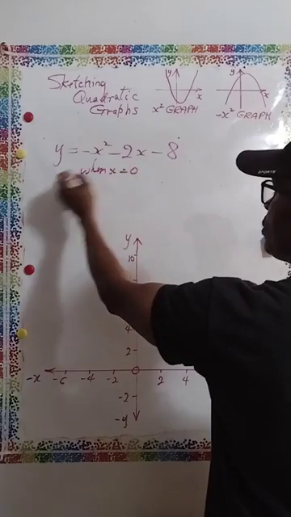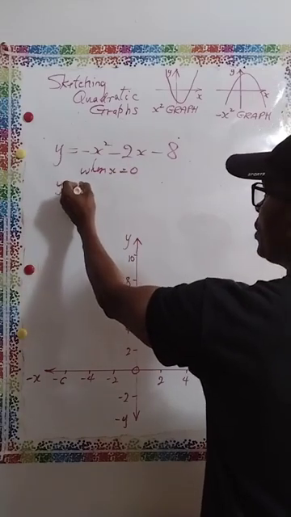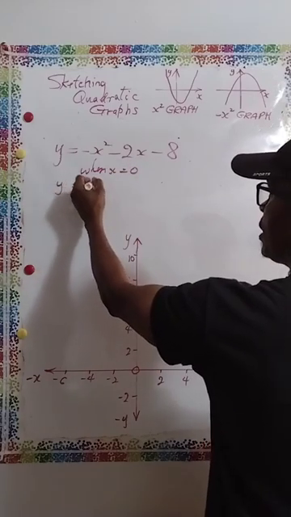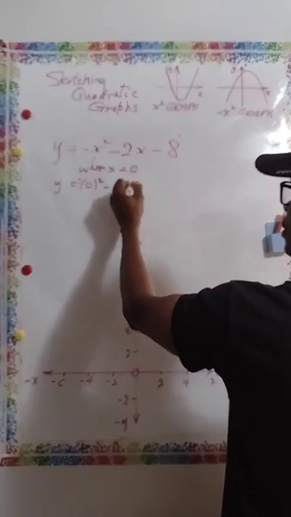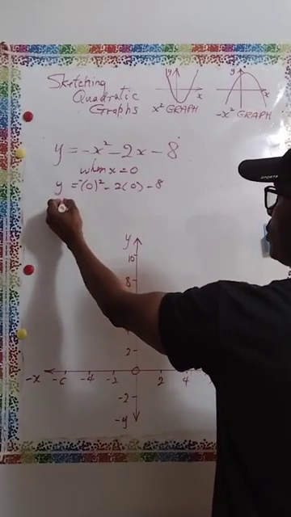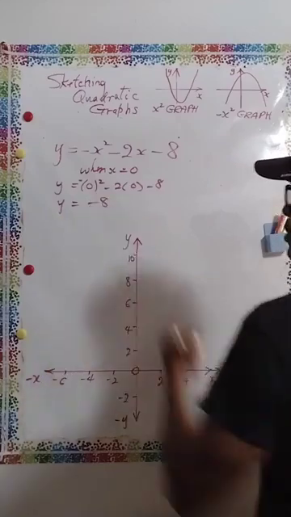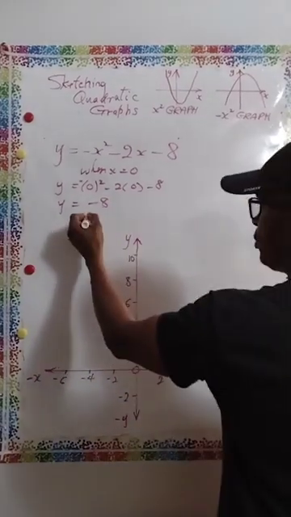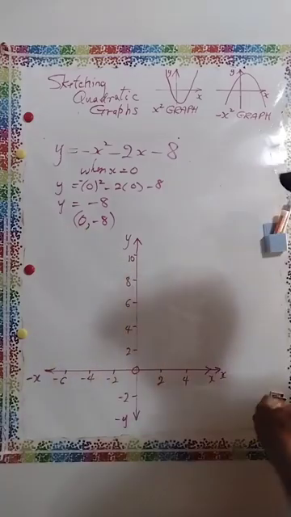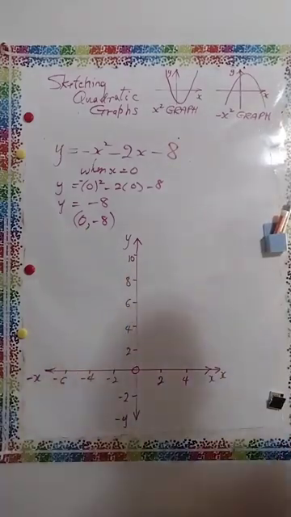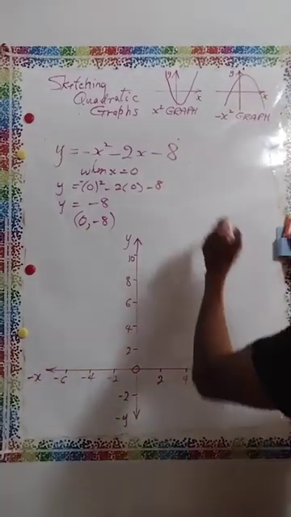x equal to 0, y is equal to negative 0 squared minus 2 times 0 minus 8. So y is equal to what? Negative 8. So in other words, you're going to have the point 0, negative 8. So that's the y-intercept. And from there, now we're going to go over here and take this guy.